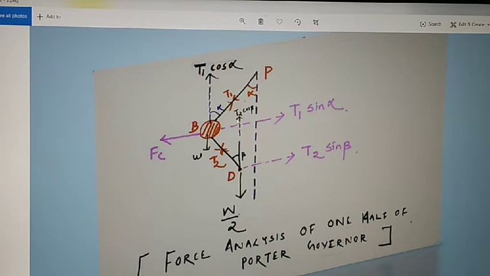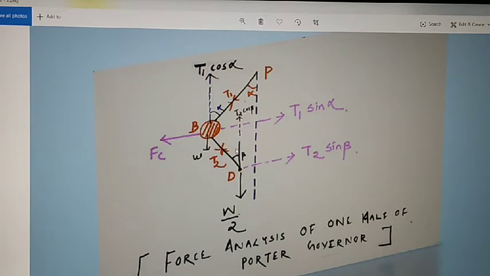So we know that there are 5 forces coming into the picture: T1, the tension in the arm; T2, the tensile force in the link; small w, the weight of the fly ball; and capital W, the central load weight. As we are considering only one half of the Porter governor, the central load weight is divided into two parts, so at the link, one side it acts as W by 2. And Fc is the centrifugal force, which, as we know, acts away from the center.